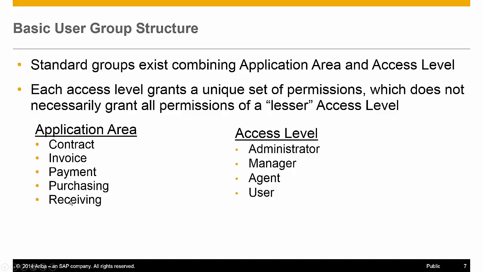Once you've received your items physically, you can put a goods receipt in the system. That's a receiving functional area. Following that, the supplier may bill you, and there's an invoice functional area. And eventually, a payment document is issued, so that's the payment functional area. It is also possible to establish contracts in Ariba, and so these are the 5 major functional areas we're talking about. Within each of these functional areas, you will also have an access level.